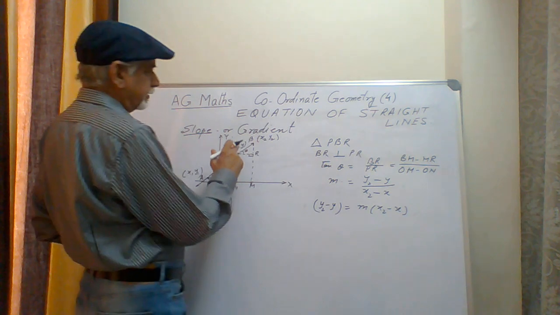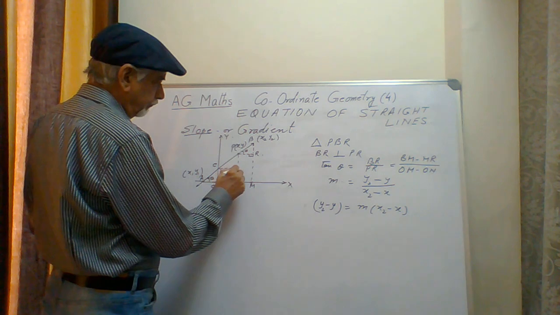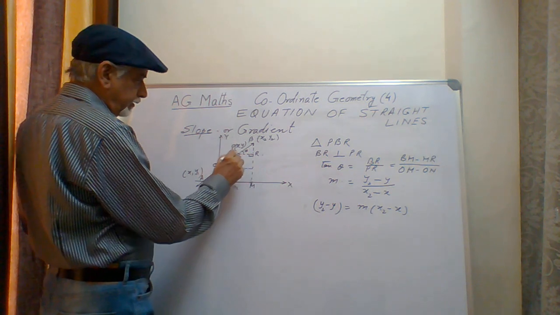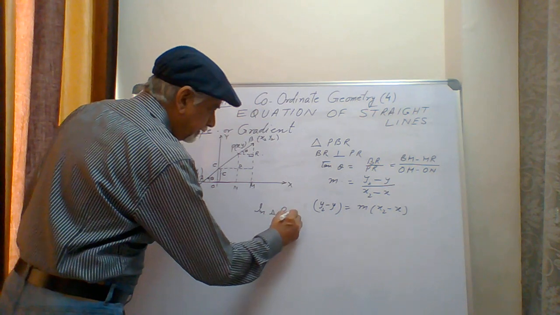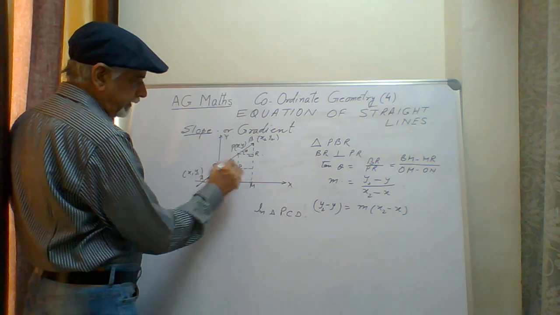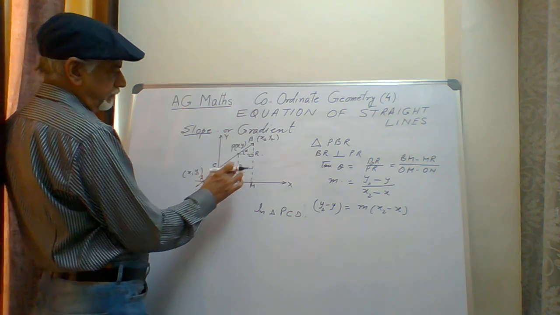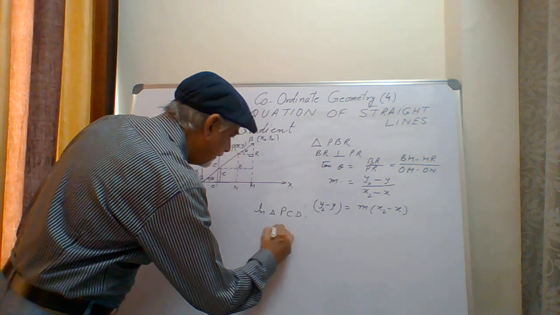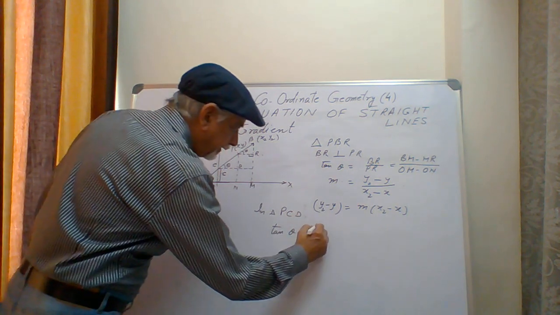Now if I take this point P to the level here, then what will happen? Now we have got another triangle like PCD. In triangle PCD, look here, PD over CD. What is PD? PD is simply Y minus C, right? Tan of theta here again, this is also theta, and theta is PD by CD.